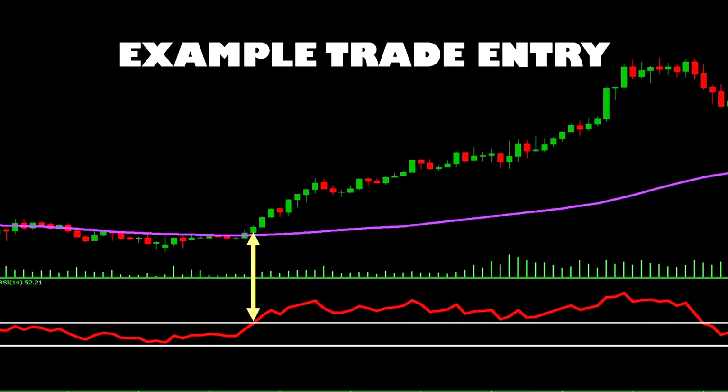Here's an example of a trade entry that we'd take. In this one, we can see price moves above the moving average, putting us up for sell trades, and when the RSI shifts above 60, we would enter a sell trade.